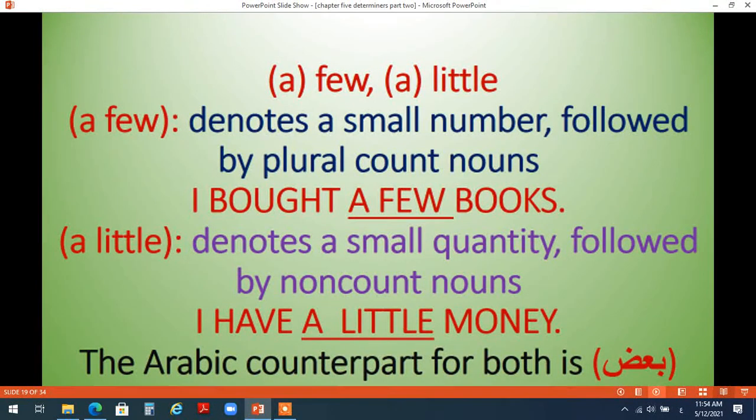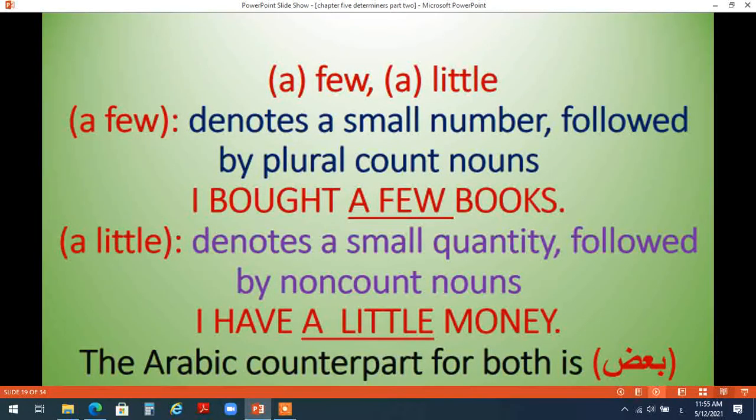A few and a little is another pair of quantifiers. A few denotes a small number and it is followed by plural count nouns. A few is always followed by a countable noun in the plural, and it refers to a small number. I bought a few books.